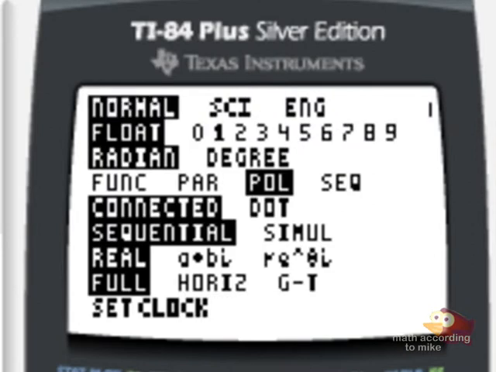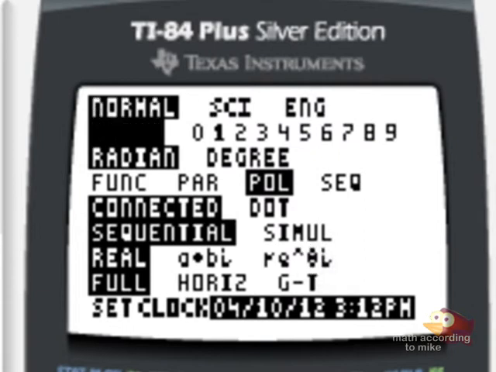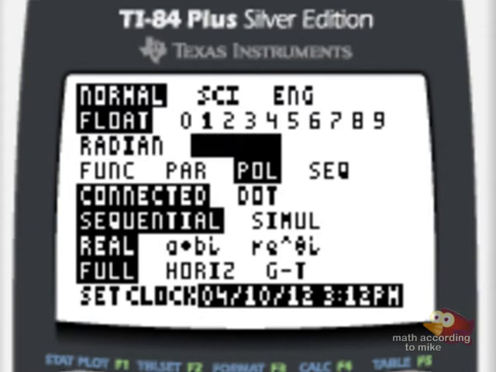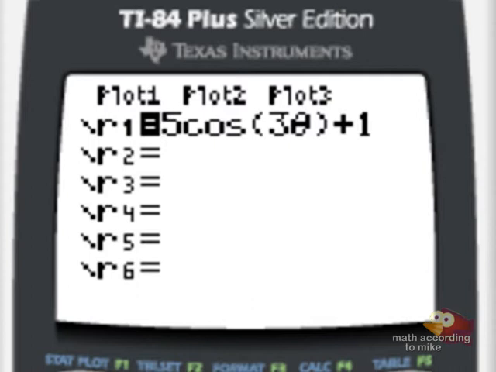And I forgot to mention, while you are in mode, make sure we are in degree mode because all of our angles are in degrees. All right, so in your r equals, which is your former y equals, you have your 5 cosine 3 theta plus 1. And in your mode, you should be in polar mode and also degree mode.